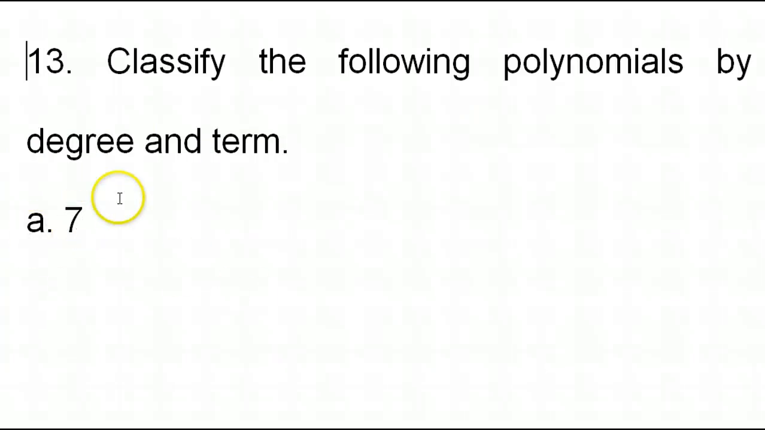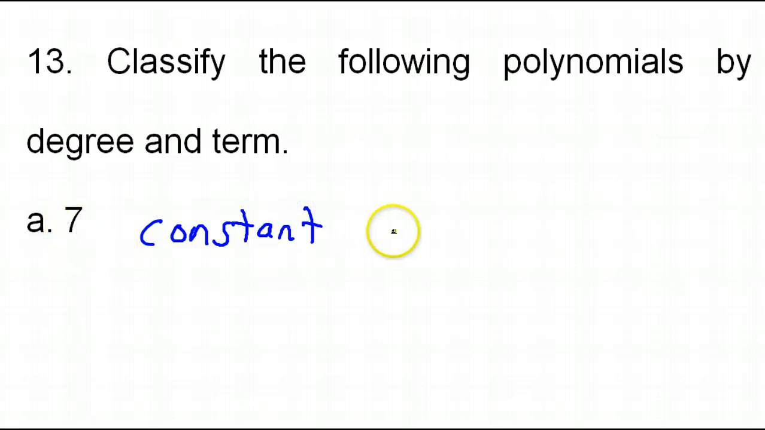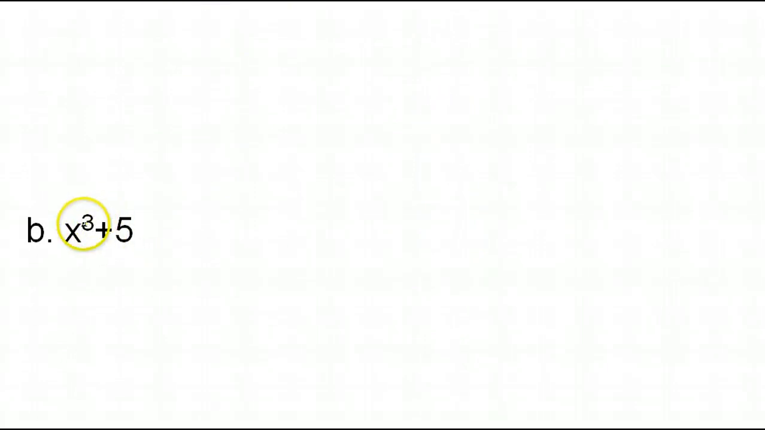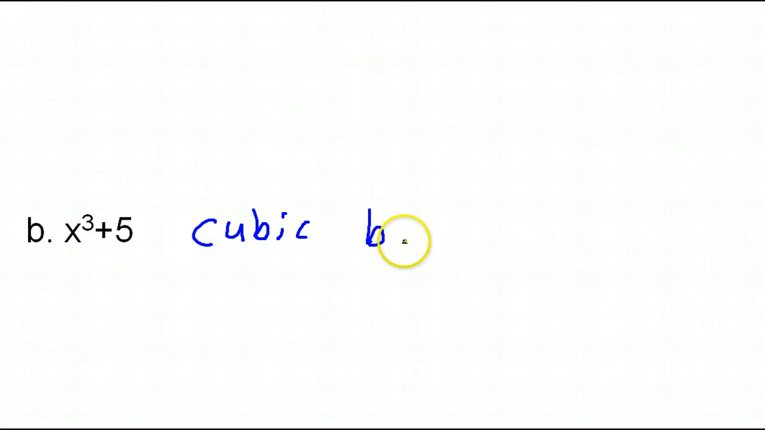Okay, so this, just the number 7, because it doesn't have any variables at all, it is constant. And because it only has 1 term, it is a monomial. Alright, that is a constant monomial. For B, because the degree here is 3, it is cubic. And because it has 2 terms, it is a binomial. That's just like the example I gave. This is a cubic binomial.